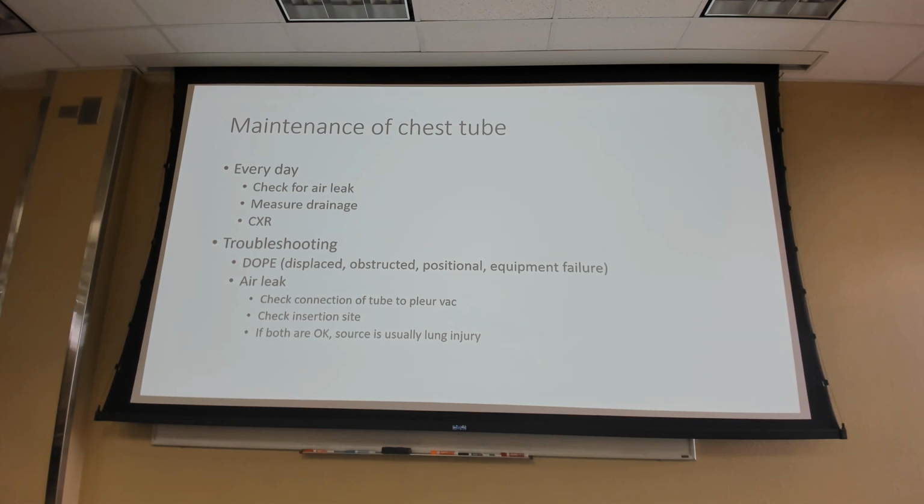Then we need to look at the position. A chest x-ray is very helpful for position. And then, are there any equipment failures? Is the suction not working? Did somebody knock over the Pleurovac? Did we not fill the water chamber up appropriately? Those are all considerations we need to make on a daily basis when we're monitoring a patient with a chest tube in there.